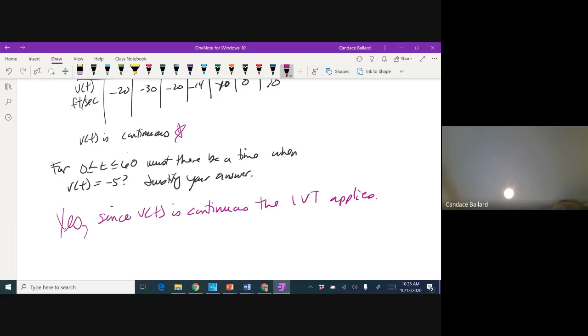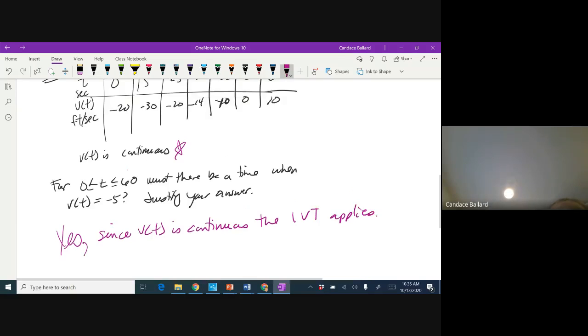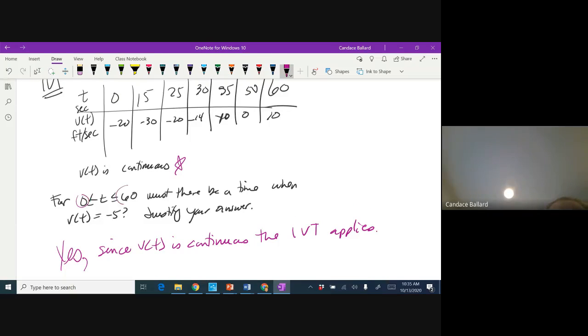And I might be writing this slightly differently than I did in the notes, but it works either way. You can follow the notes structure too, okay? So I basically need to prove to myself that when I put 0 in and I put 60 in, those y values surround this y value. So when I put 0 in, my y value is -20. When I put 60 in, my y value is 10. -5 is definitely between those two values. We always use the endpoints that are given, okay? We don't need to worry about any of the other stuff in between.